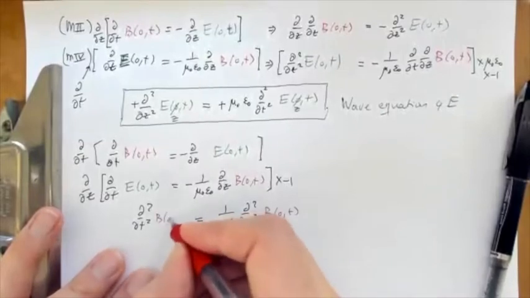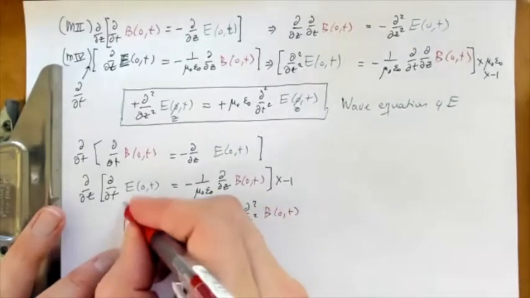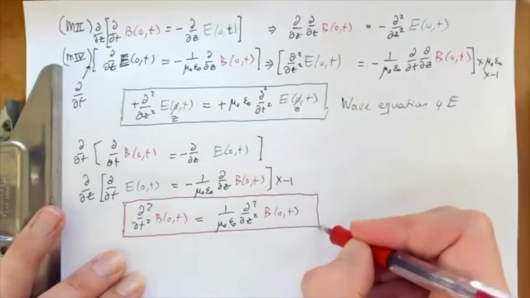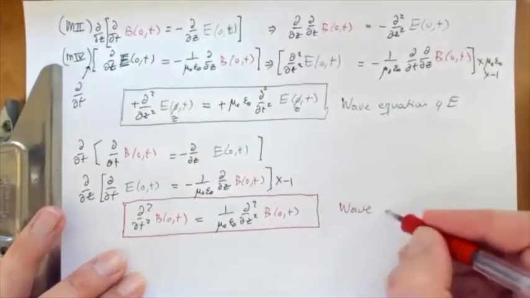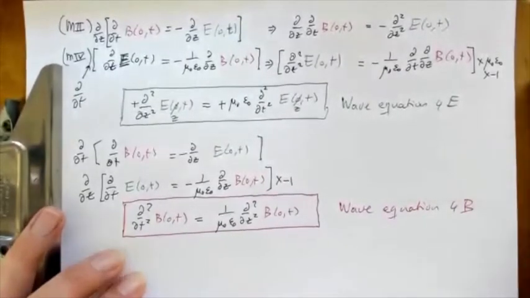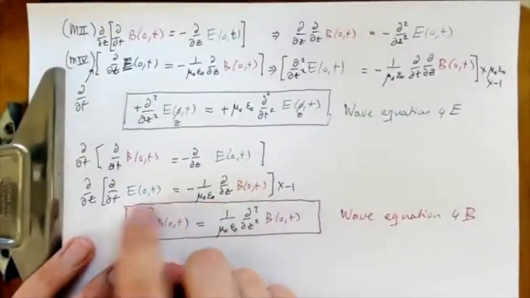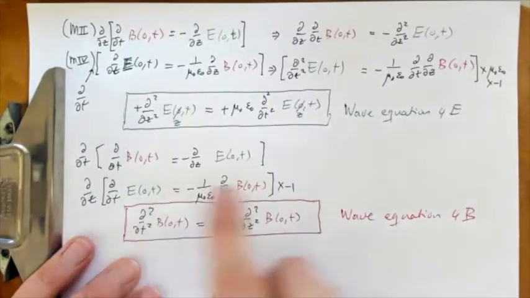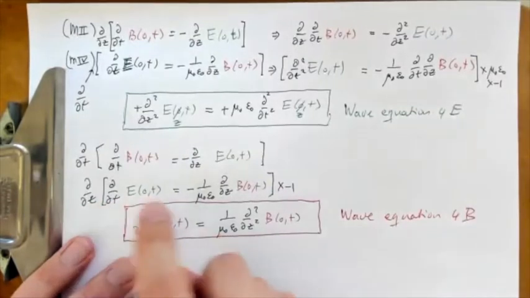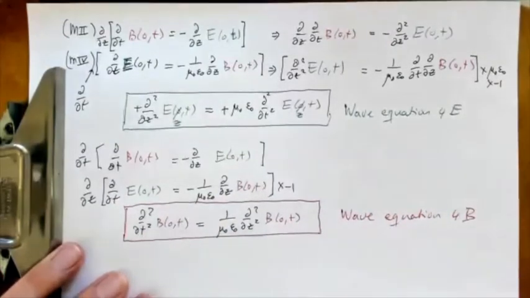And that is the wave equation for B. All right, let me make sure I didn't sweep anything under the rug here. Yeah, that's correct, because we have a minus here and we have a minus here. So we're going to make this negative. That means this one becomes positive. So that's positive, positive, positive. Okay, good. And then we do the same thing here.